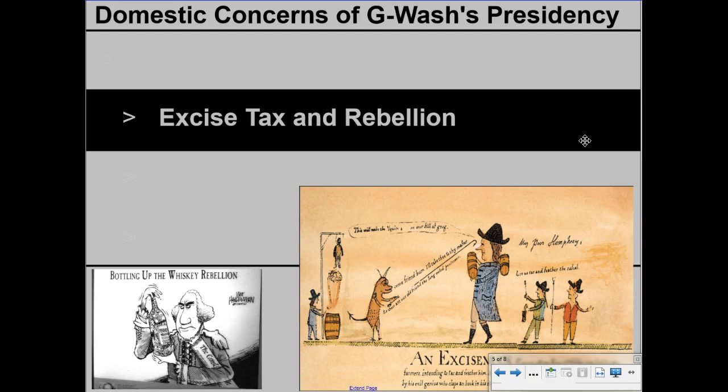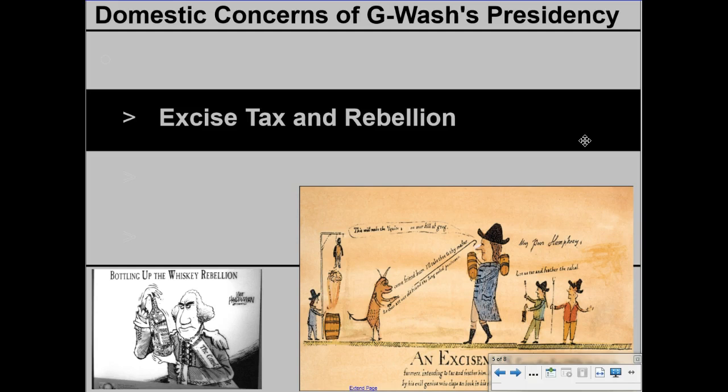A lot of them were corn and wheat farmers, and they would take their excess crop and they would turn it into whiskey. That way it would prevent the crop from spoiling. It was also an in-demand good and product that a lot of people wanted. So they felt that they were being burdened by this tax and that they were being singled out.